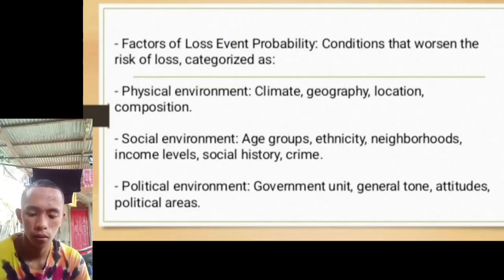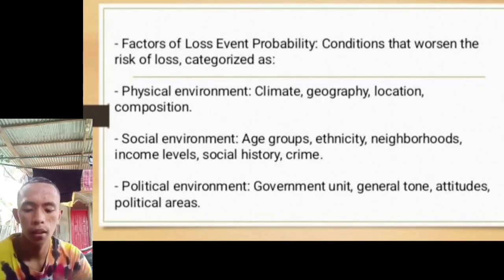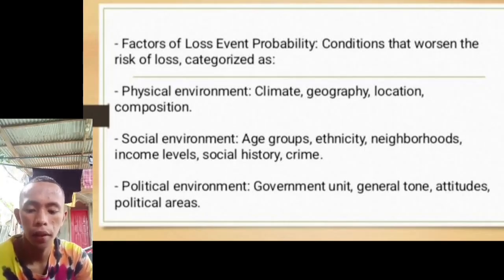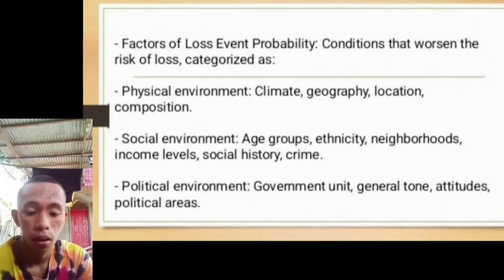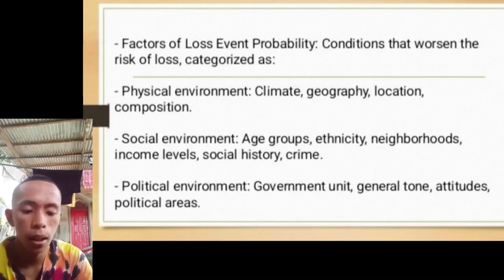Factors of loss. Event probability. Conditions that worsen the risk of loss. Categories such as physical environment, climate, geography, location, composition, social environment, age groups, ethnicity, neighborhood, income level, social history, crime, political environment, government units, general attitude, and political areas.